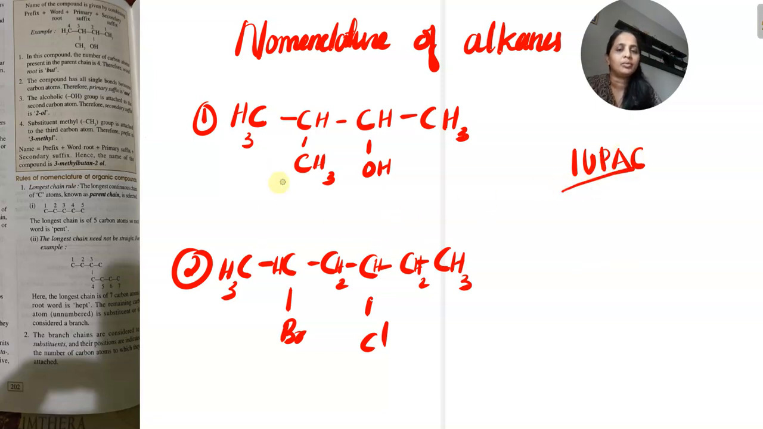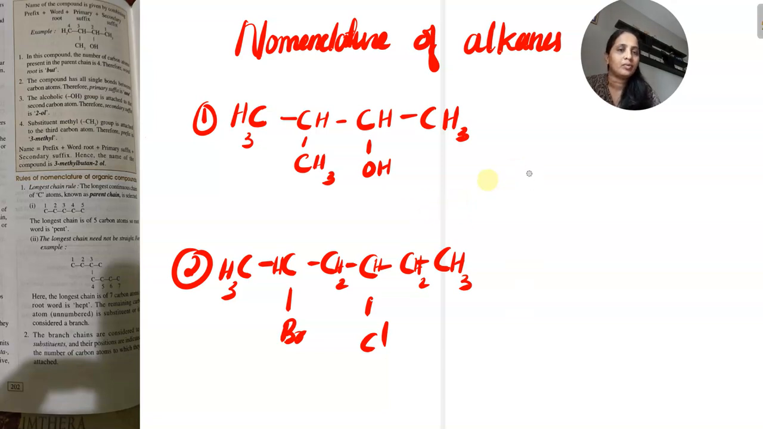So here two compounds are given. We can give names for these two compounds today. So how will we name it? For naming a compound, that means a hydrocarbon or organic compound, first we have to number that compound. First we have to give the numbering.